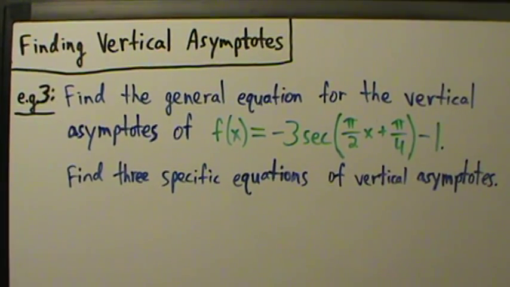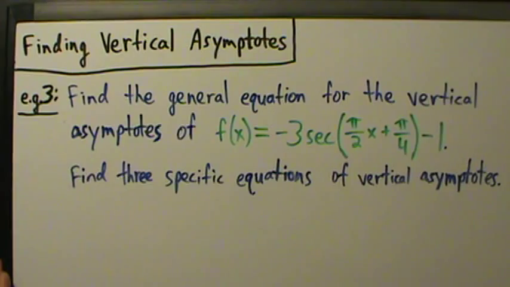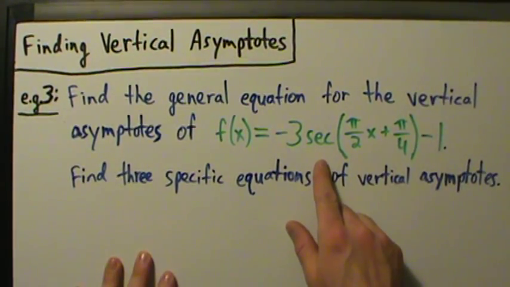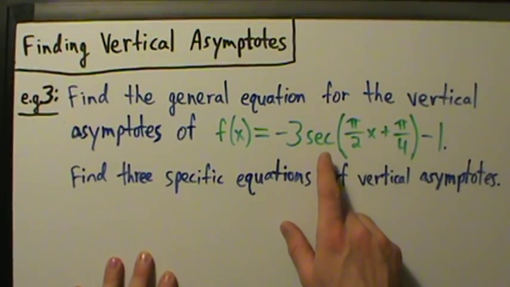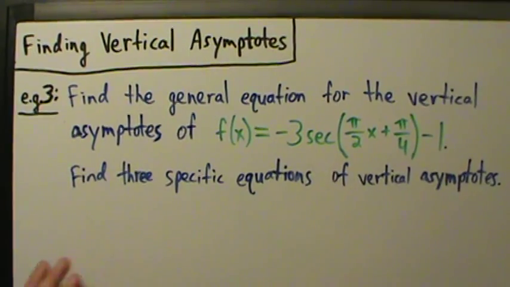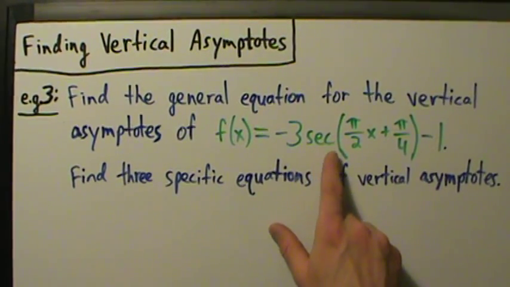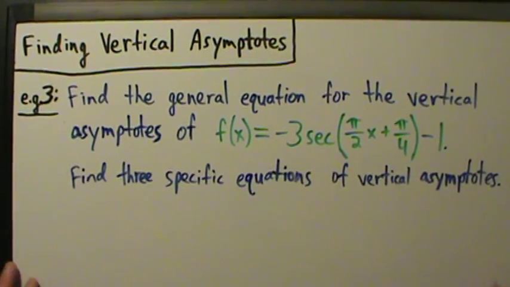Here's example 3 with finding vertical asymptotes for trig functions in general. So this one's a secant. In example 1 we did a tangent, example 2 was a cotangent, now we're going to do a secant. And actually it's going to be pretty much identical to example 1 where we did a tangent, because tangent and secant, their denominators are both cosine. So really, if we change the secant to tangent, absolutely nothing would change in this problem, which is pretty nice.